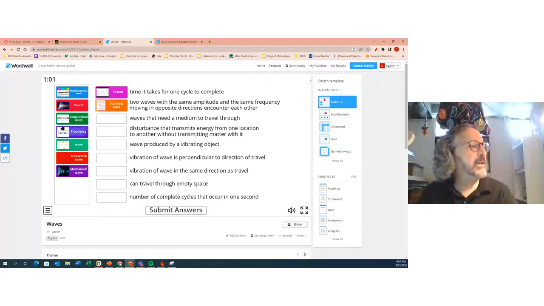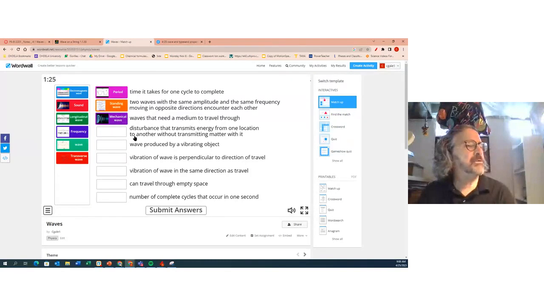Waves that need a medium. Okay, so waves that need a medium are mechanical waves. So mechanical waves are a type of wave, like sound waves, that need something like air or water, anything with matter in it. It does not go through a vacuum of space.